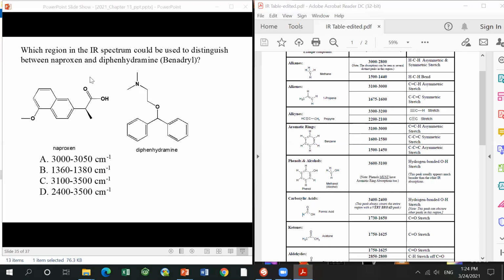Tertiary amine has no IR signal, so the only thing left that can be used to distinguish the compounds is carboxylic acid. Then look at the IR: what is the carboxylic acid absorption? 3,400 to 2,400, and also the carbonyl absorption. Then you look at the options, and you find D, overlap with the OH stretching of carboxylic acid, 2,400 to 3,500. So D is the right answer. That's how you finish these questions, using the IR table.